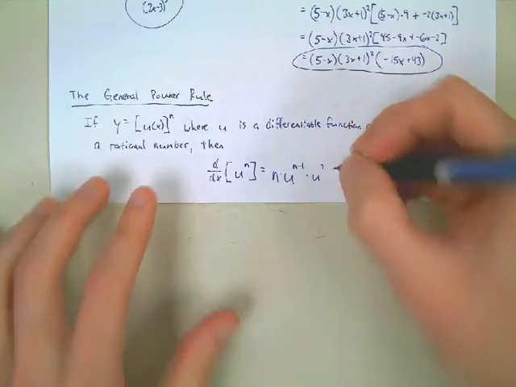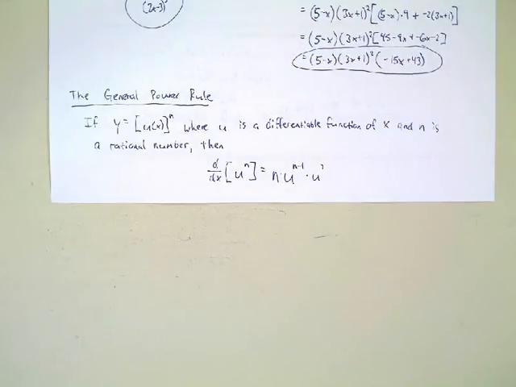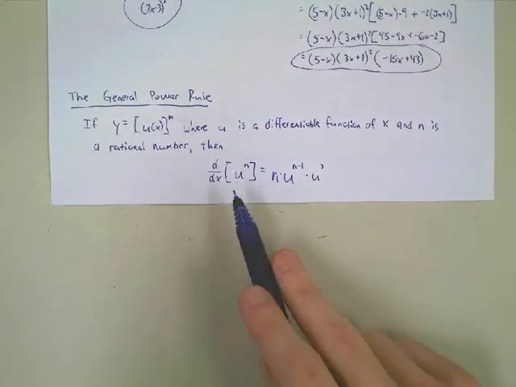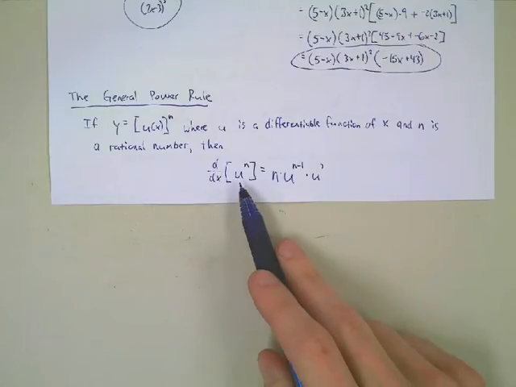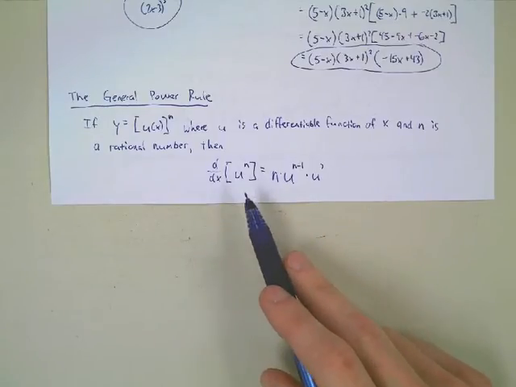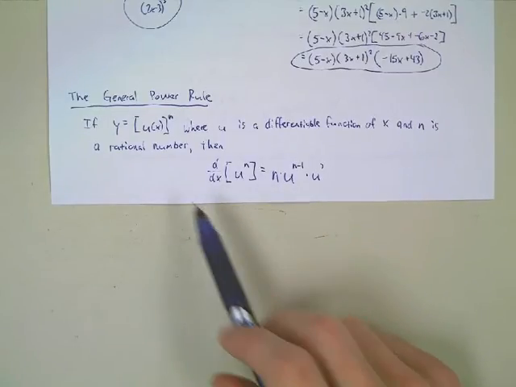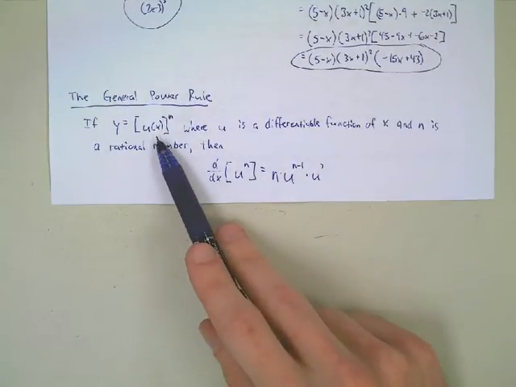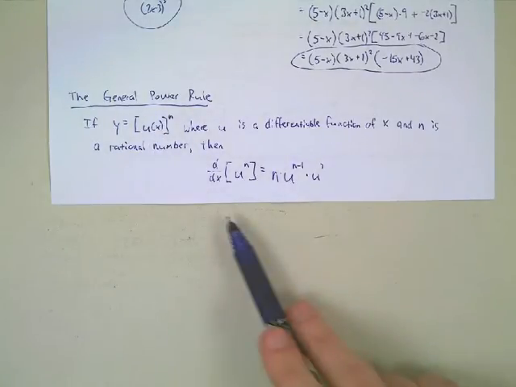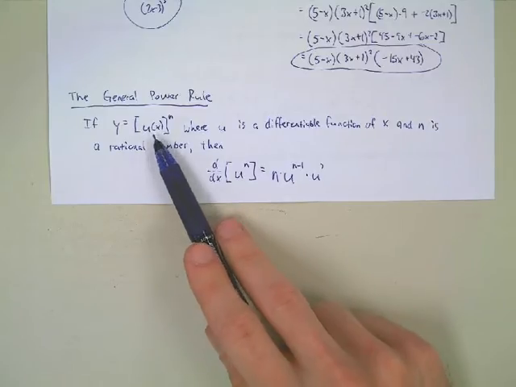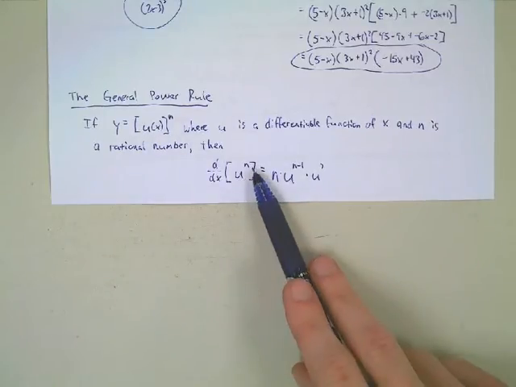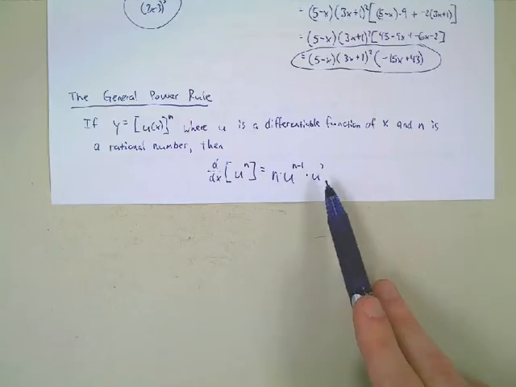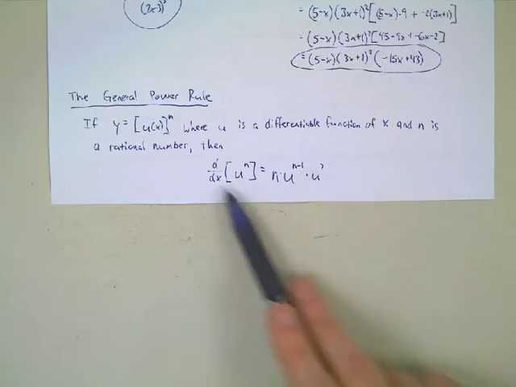If we have a function that we're just generically calling u. Remember, before, it had to be x to the n, the variable x to the n power. Now I'm more generally saying, let's just say we have any function u of x. Then that function u to the n power, the derivative of it will be n times u to the n minus 1 times the derivative of what's inside. There's the chain rule showing up there, but it's the general power rule.